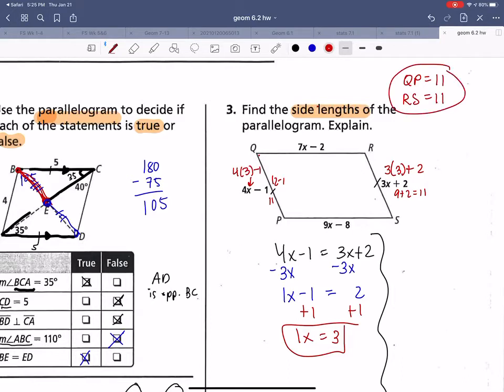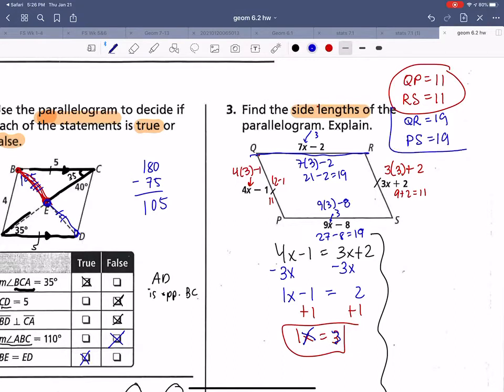So what about the longer lengths, these? Well, we know x is 3, right? So 7 times 3, take away 2. I get 19. Well, let's verify that's the same over here. 9 times 3, take away 8. So 27 take away 8, I get 19. So the longer sides are 19. And I've solved for all the 4 side lengths. Nice work.